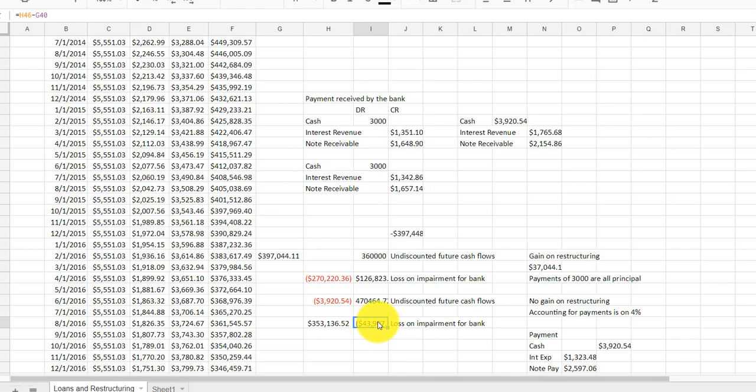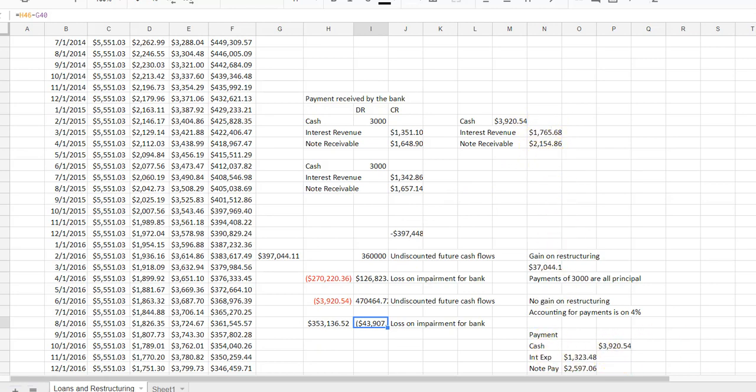So even though there's no gain on the borrower side, there is a loss on impairment for the bank. All right. So they're going to record a loss. They're going to debit loss and credit note receivable. Now for the subsequent payments, the lender is going to be using the 6% interest revenue on the new balance. So that's how we get the interest revenue here. The rest goes to note receivable.